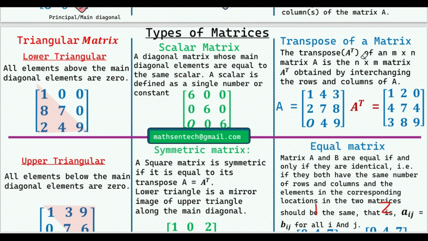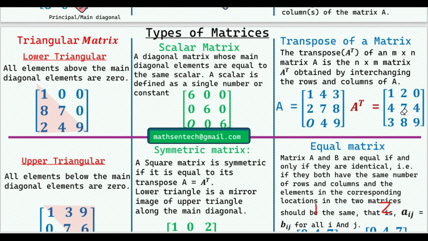So the transpose of a matrix, denoted by A^T, A raised to power T, of course T being transpose, of an m times n matrix. When we say m times n, m represents the rows, n represents the columns. Again, the transpose of matrix A is n times m. They have just interchanged those letters there. Matrix A^T is obtained by interchanging the rows and the columns of A.